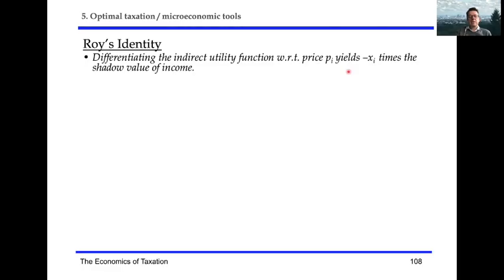So the last instrument from the toolbox that we need is Roy's identity. So what does it say? It says that differentiating the indirect utility function with respect to price Pi yields minus xi times the shadow value of income. So it's a simple sentence, but it may be that some concepts included in that sentence are new to you. You may not know what an indirect utility function is, and you may have difficulties understanding the shadow value of income. We'll come to that in turn.